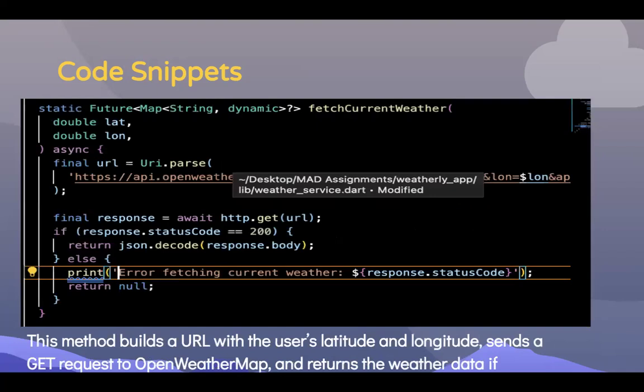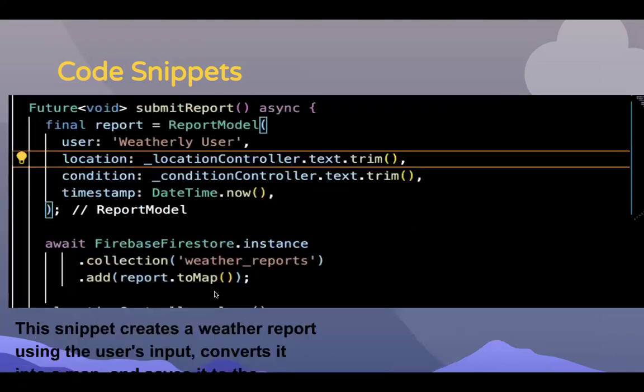And then this builds a URL with the user's latitude and longitude, and sends a GET request to OpenWeatherMap and returns the weather data. It also comes up as an error fetching the weather if it's not able to integrate with the API.